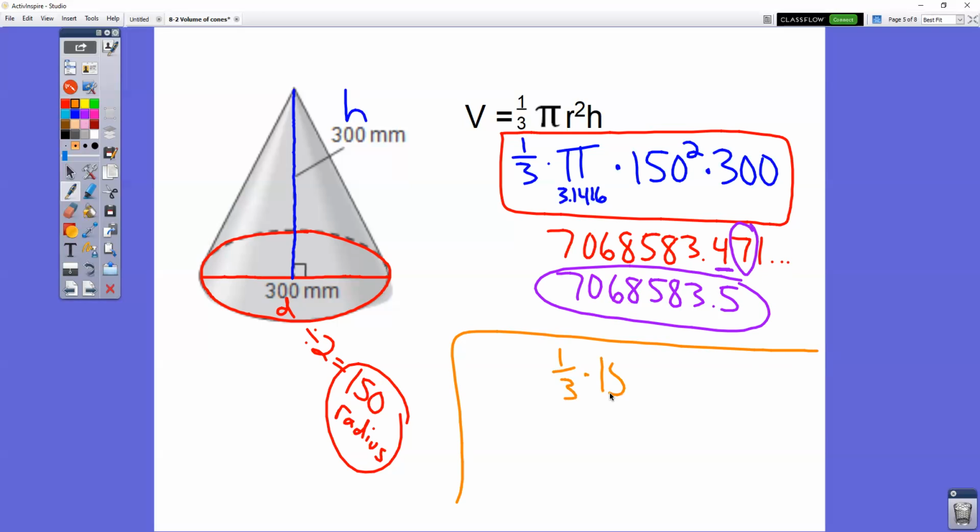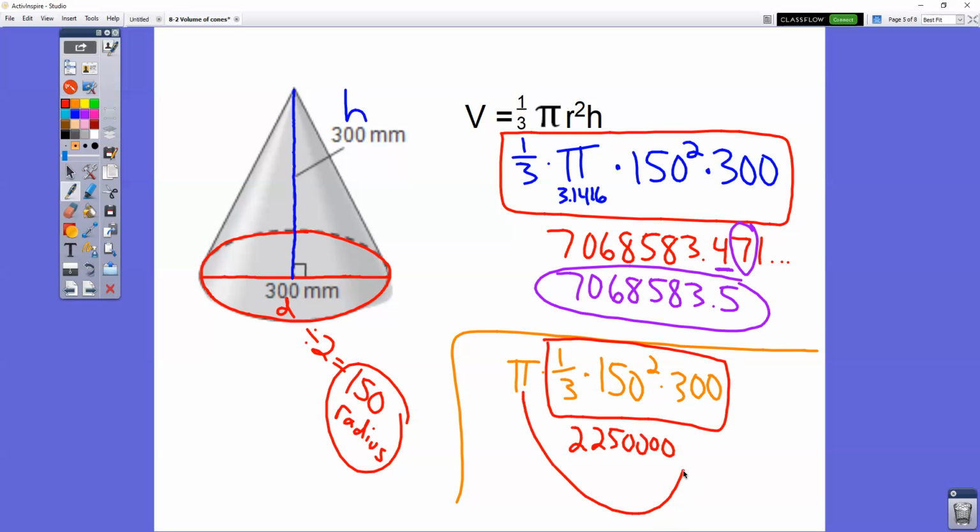Leaving our answer in terms of pi, we would still have 1/3. We would still have the 150 squared. We still have the 300. We're just going to stick that pi in at the end. So we're multiplying by everything except for pi. So we're multiplying by 1/3 times 150 squared times 300. When you do that, you get 2,250,000. And then just take that pi symbol and stick it in at the end.